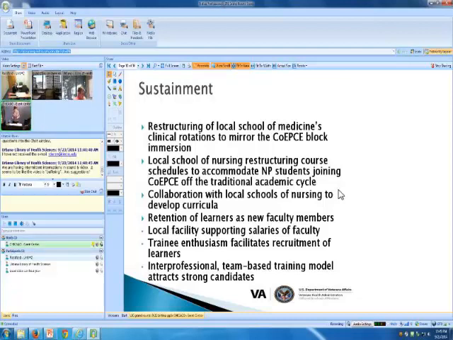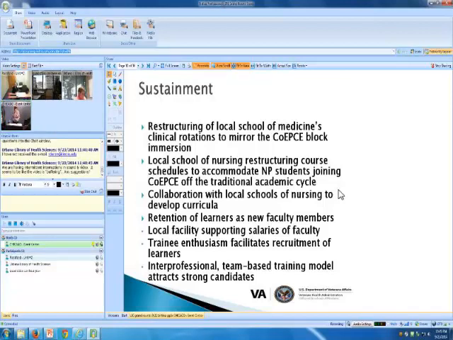We have had retention of the trainees as faculty. I can count off the top of my head 6 NP students or NP residents who have stayed on and are now faculty at the sites. And certainly the local facilities are now supporting some of the faculty salaries, so that's good. It's not being paid completely by the grant.